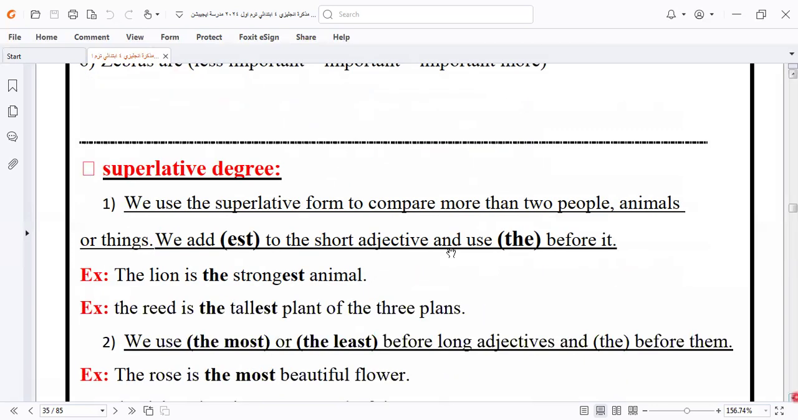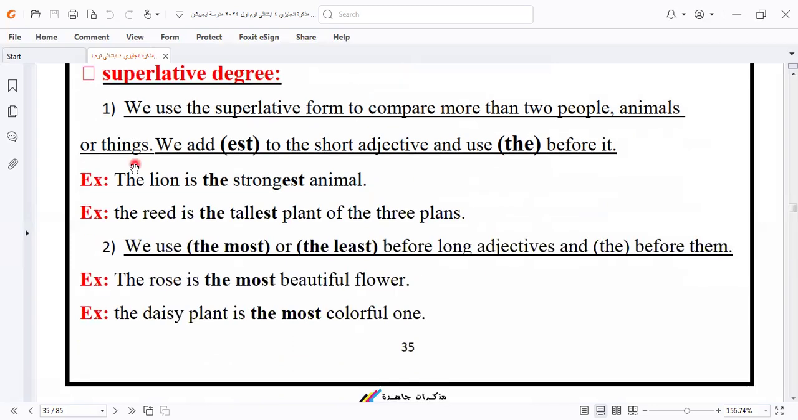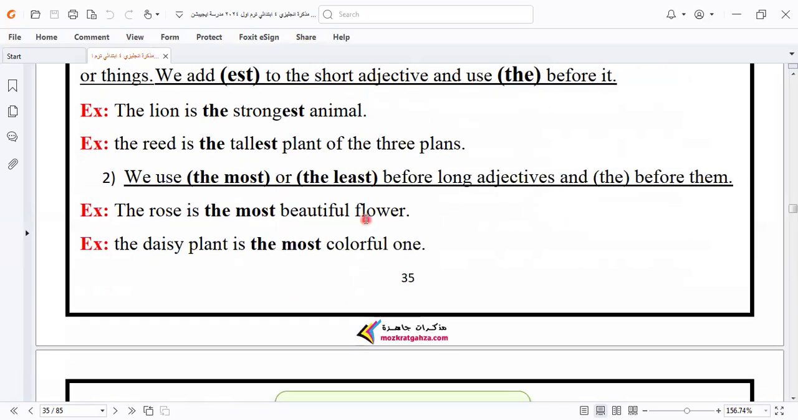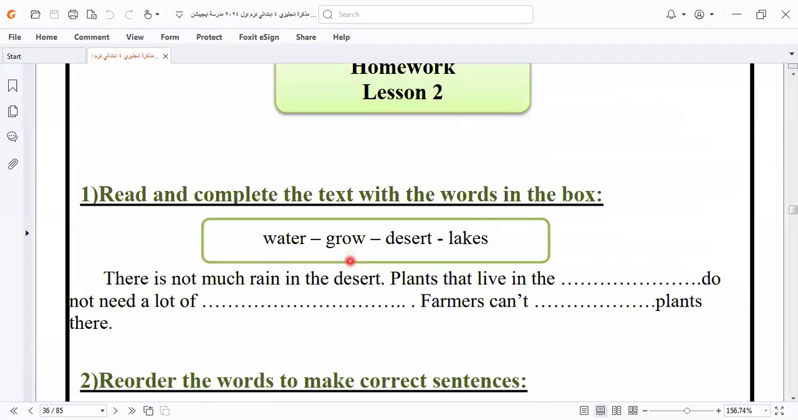Let's answer the superlative degree. I explained to you on the board, and it's not difficult. As we said, the superlative form must have the and est, like this: the strongest, the tallest. In two syllables or more we use the most or the least. If we want to express that something is not more, we say the least. Okay, we have the most beautiful, the most colorful.